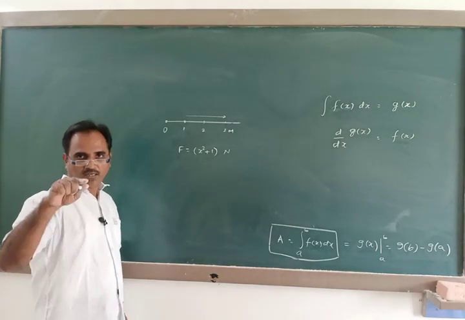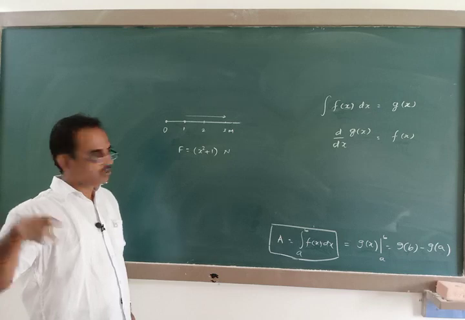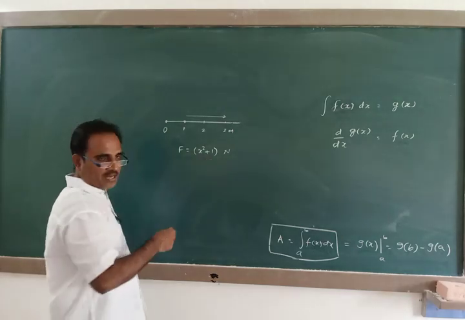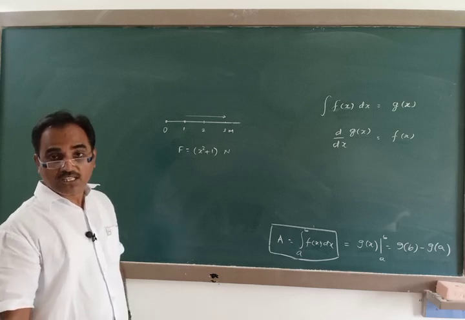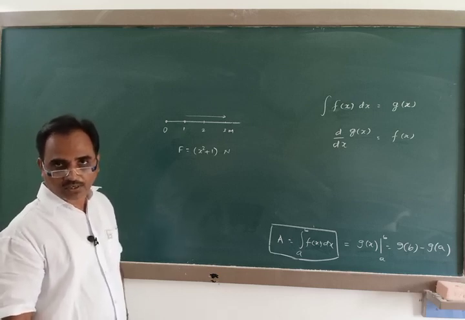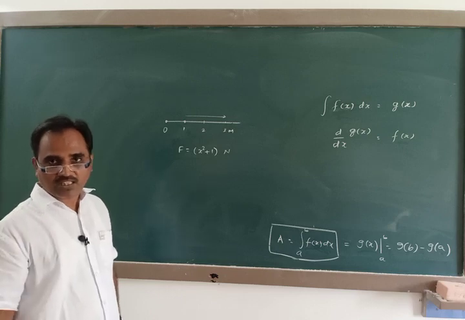Understand? There is a body at x is equal to 1 meter. A variable force which is x square plus 1 Newton acts on the body and displaces it to 3 meter. What is the work done by the force? They ask like this in the examination. Then if you simply do W is equal to F into S, it won't work.